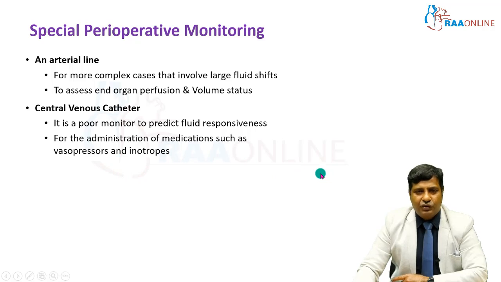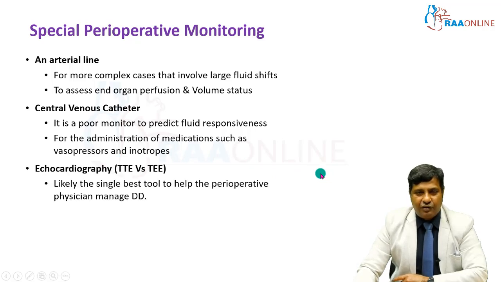So the single most useful tool is the echocardiogram. The question here is, which is better, a TTE or a transesophageal echo? Yes, transthoracic echocardiogram is a better tool to analyze this patient preoperatively, but intraoperatively it has its own limitation, because most of the major surgeries where larger fluid shifts are happening, where you need to monitor the patient intraoperatively, involve the abdominal or chest cavities, where you cannot use the transthoracic echocardiogram. So TEE may be beneficial in the intraoperative period.